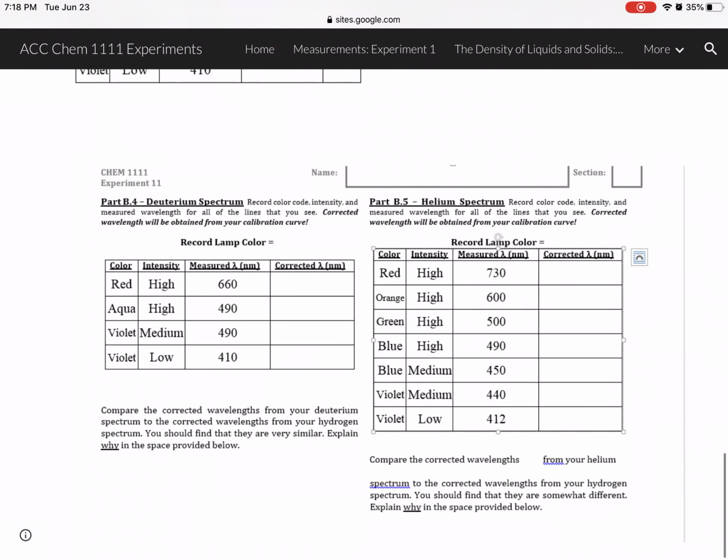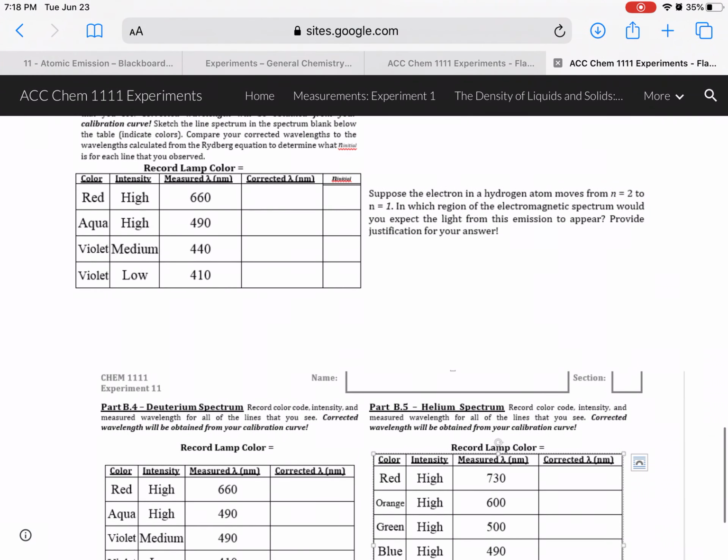Watch the videos, it's fun, and you'll be able to know how to look through the spectroscopes and how to obtain the lines and all that.